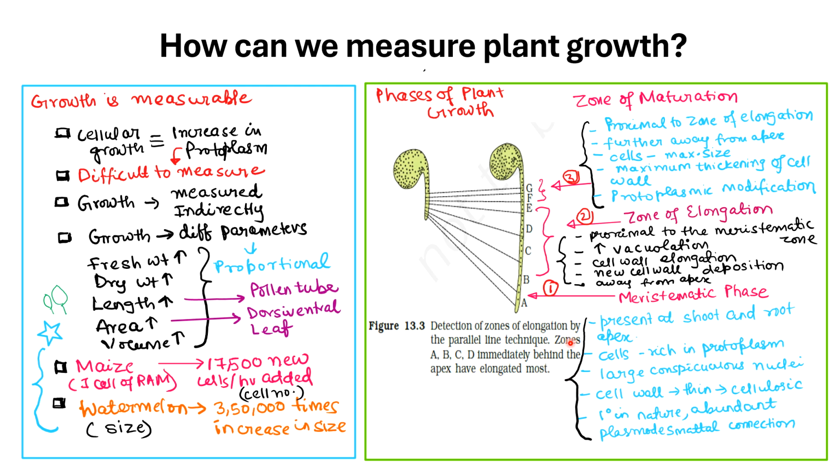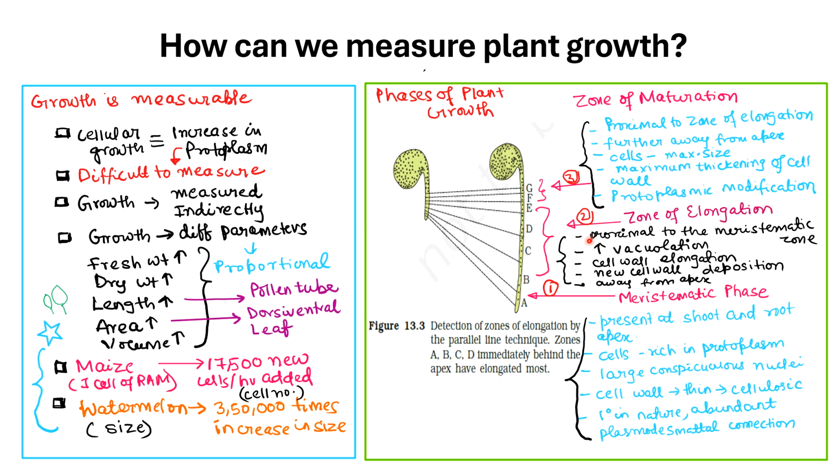So the characteristics of the meristematic phase are cells rich in protoplasm, conspicuous nuclei, thin cell wall and abundant plasmodesmatal connection. Right? The cell undergoes very little elongation in the meristematic phase.